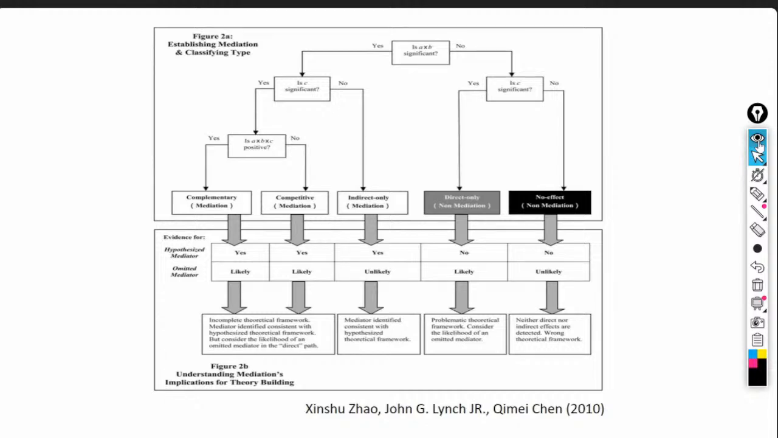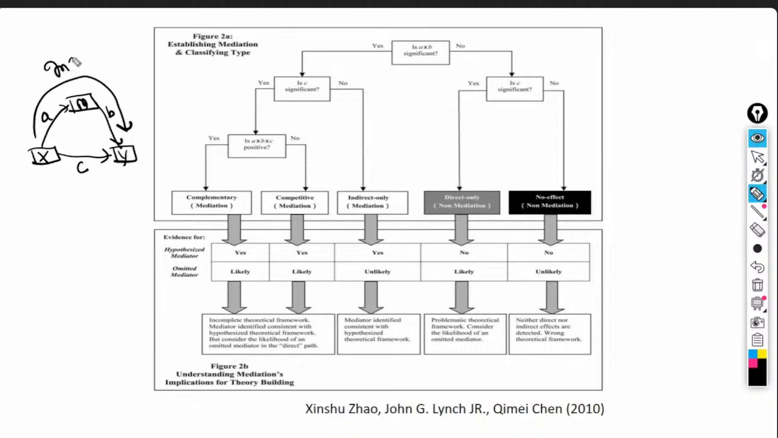So according to Zhao et al, you can see the indirect relationship. Here there are three variables: X, Y, and mediating variable M. Zhao et al. said, first of all, we should check the relationship, path coefficient A, path coefficient B, and path coefficient C. So first of all, the indirect relationship.